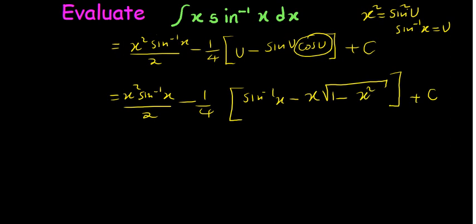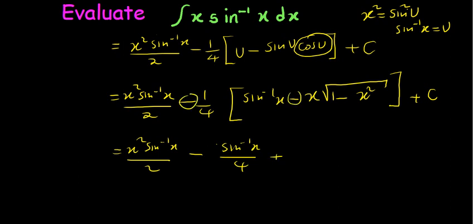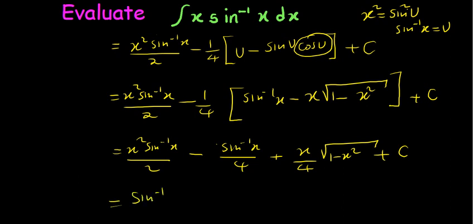And we can simply distribute the 1 over 4. So that is going to be x squared sine inverse of x divided by 2 minus sine inverse of x divided by 4, and then negative times negative there, that is going to be a positive. This negative and this negative will be a positive. So that will be positive x over 4 and then the square root of 1 minus x squared, and then plus a constant c. We have sine inverse here, and sine inverse here. I can simply factorize out. So that will be sine inverse of x, and then we've got a 2 here and a 2 here. I can also factorize that out.